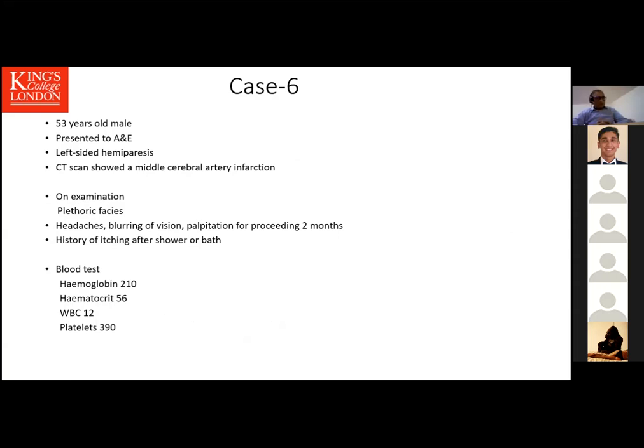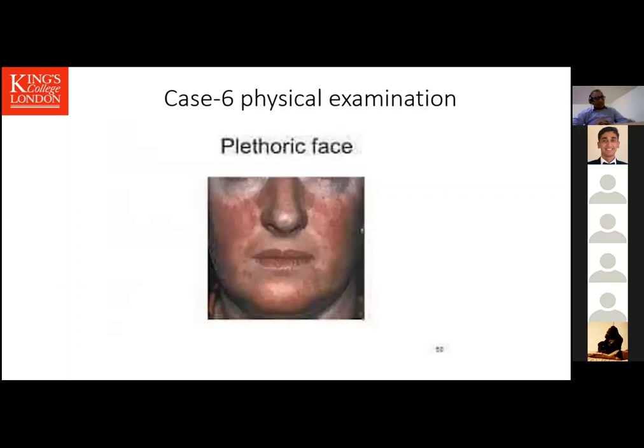And then you do a blood test, and his hemoglobin is 210 grams per liter. The hematocrit, the HCT, is 56, which should be below 45 or 49 for a male. White cell count is 12, platelets are also on the higher side of normal. And this is how it looks like. Yeah, he's got a very engorged face, which is called a plethoric face.